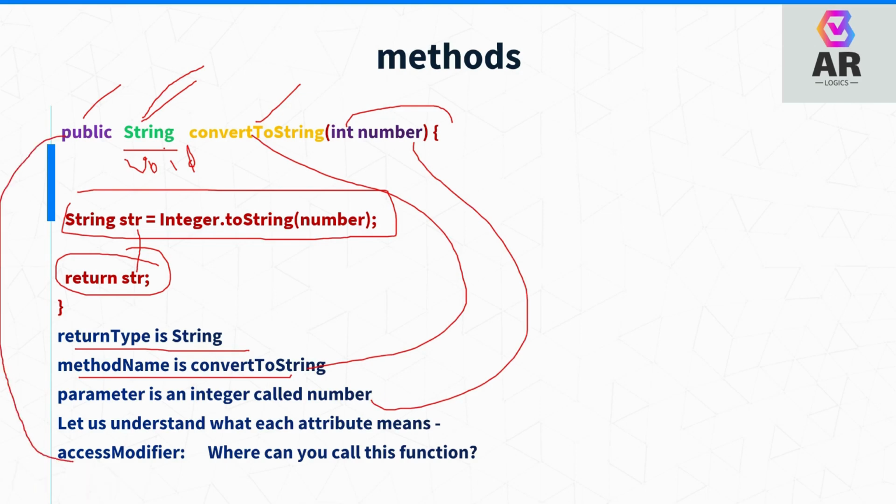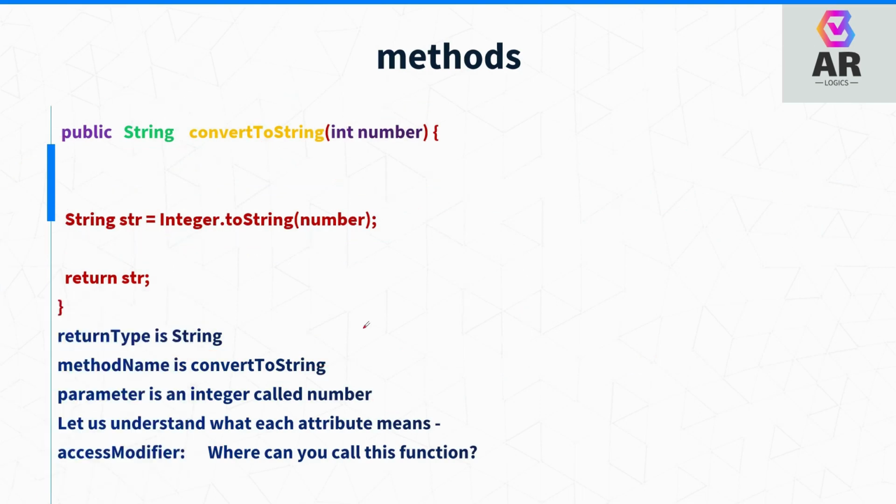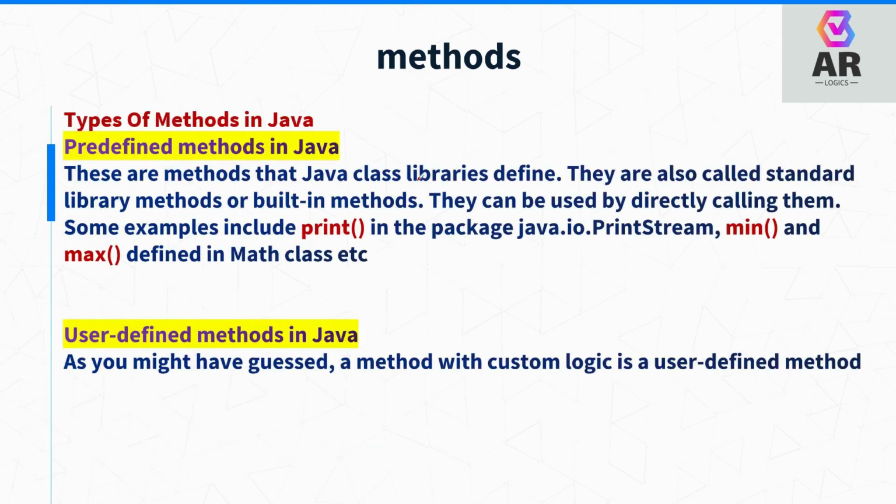Now, methods have two types: predefined methods and user-defined methods. Predefined methods are print, maximum, minimum, square. This type of method is called a predefined method. And a user-defined method is one where we can create our own method based on our requirement.